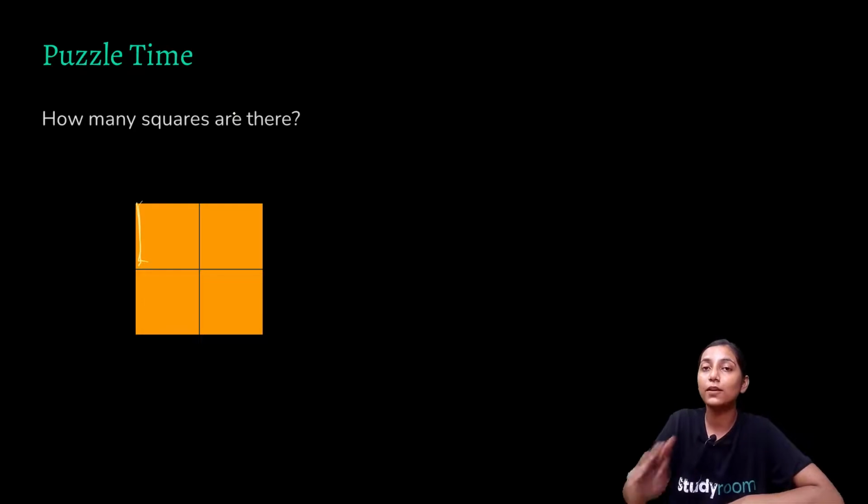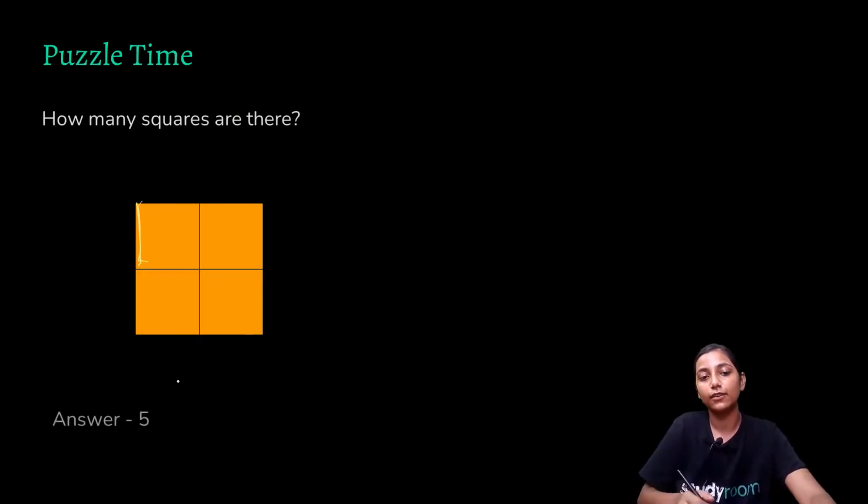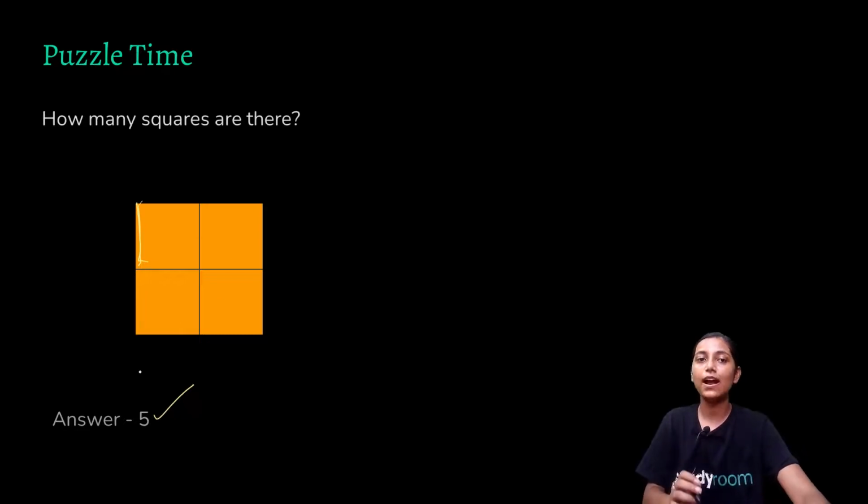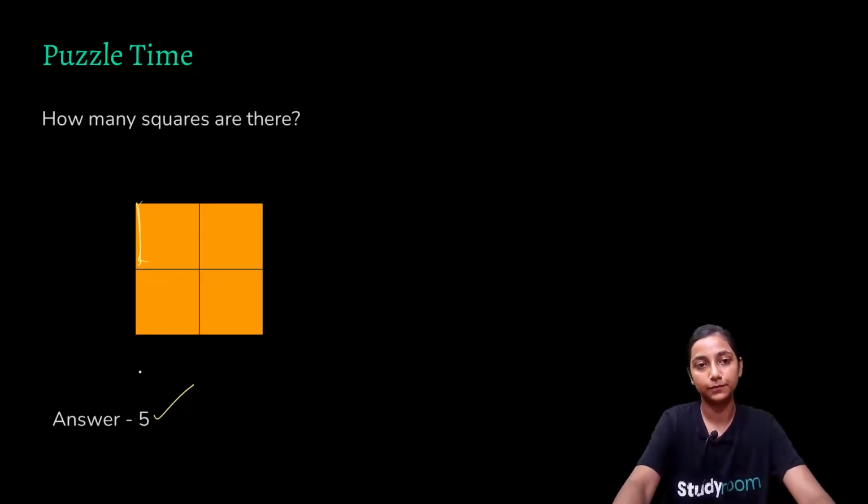So in total, how many squares are there? There are a total of 5 squares, the bigger one and the 4 smaller ones. So 5 squares are there in this puzzle.